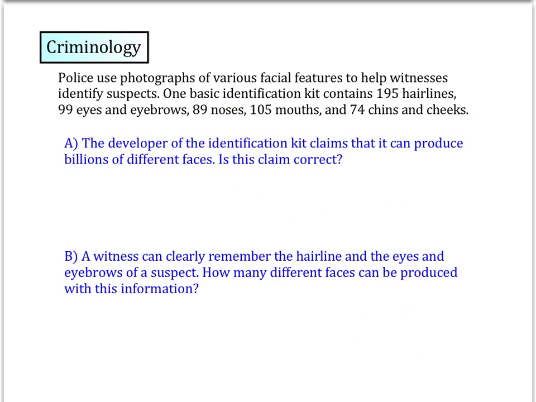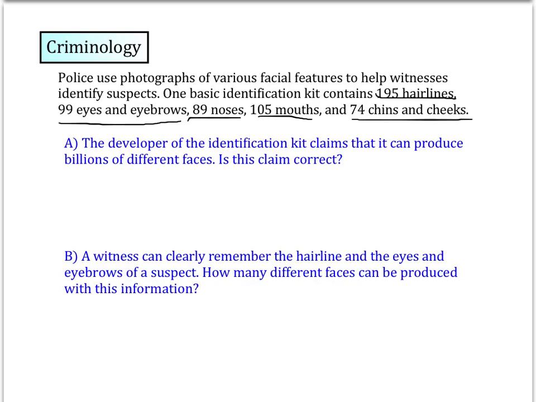So let's look at some criminology examples. Police use photographs of various facial features to help witnesses identify suspects. One basic identification kit has the following parts in it. We have 195 hairlines, 99 eyebrows and eyes, 89 noses, 105 mouths, and 74 chins and cheeks. The developer of this identification kit claims that it can produce billions of different faces. Is that claim correct? What we want to see is if this combination can provide over 1 billion different faces.